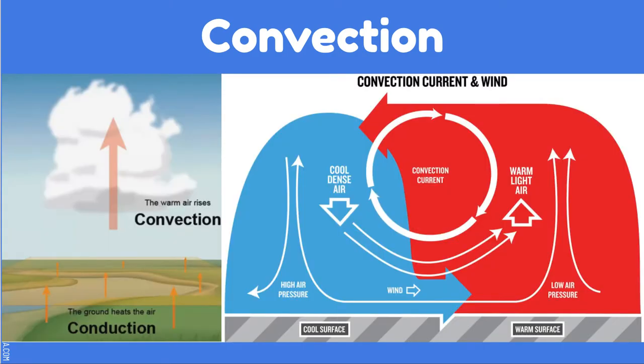This also happens in the environment as well. Last time we talked about how the ground will heat up the air through conduction. This is talking about the air molecules that are very, very close to the ground. But as we go up in the atmosphere, the warm air will rise due to convection. And this is what we see. The warm and less dense air will come up, cooler and denser air will come down, and this forms a convection current.